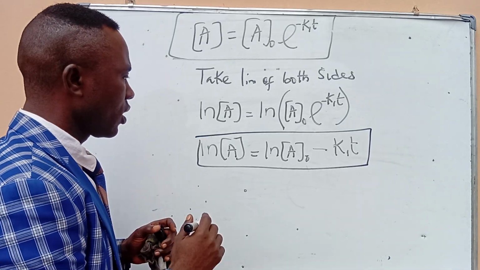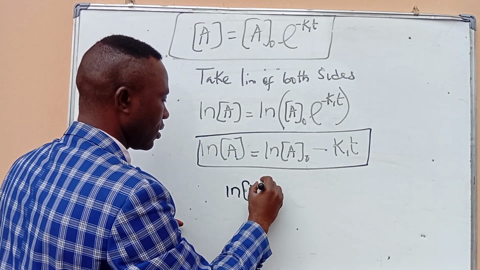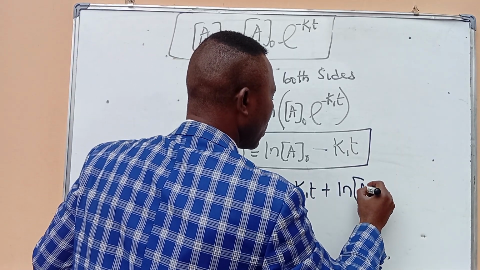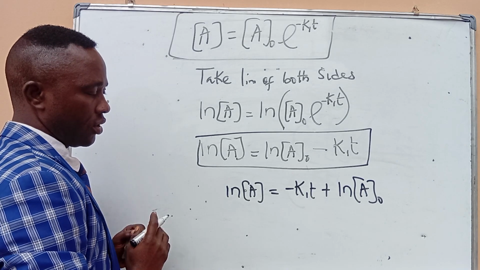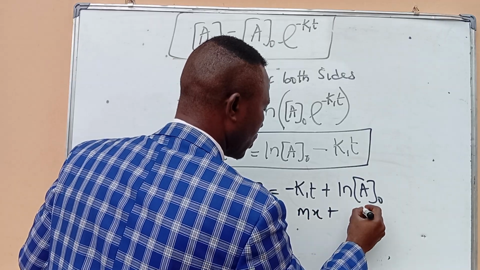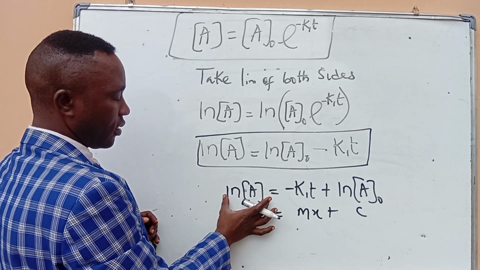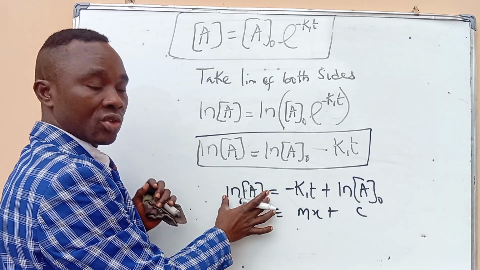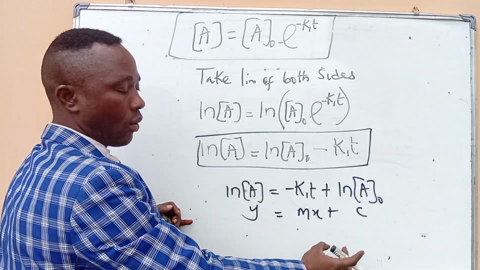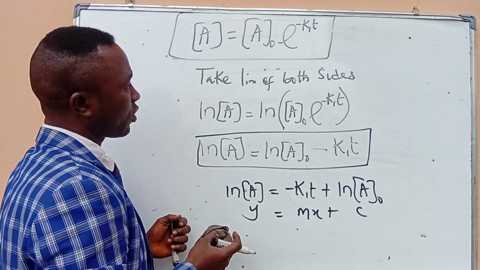Now, what does it mean? We can rearrange this as such. ln A is equals to minus K1t plus ln of initial concentration. So when you look at this, it can be taken as y equals mx plus C. What does it mean? If we plot a graph of ln of final concentration against time, our slope will be minus K, and our intercept will be ln of the initial concentration.